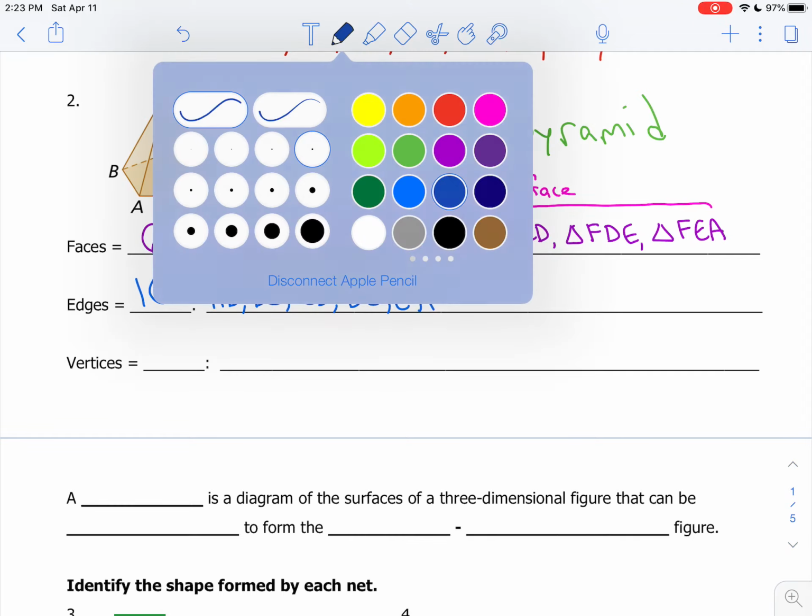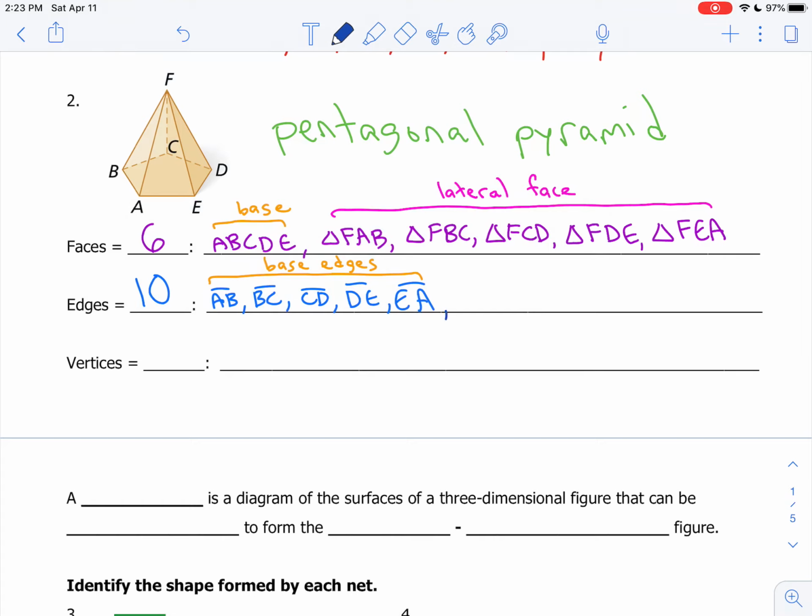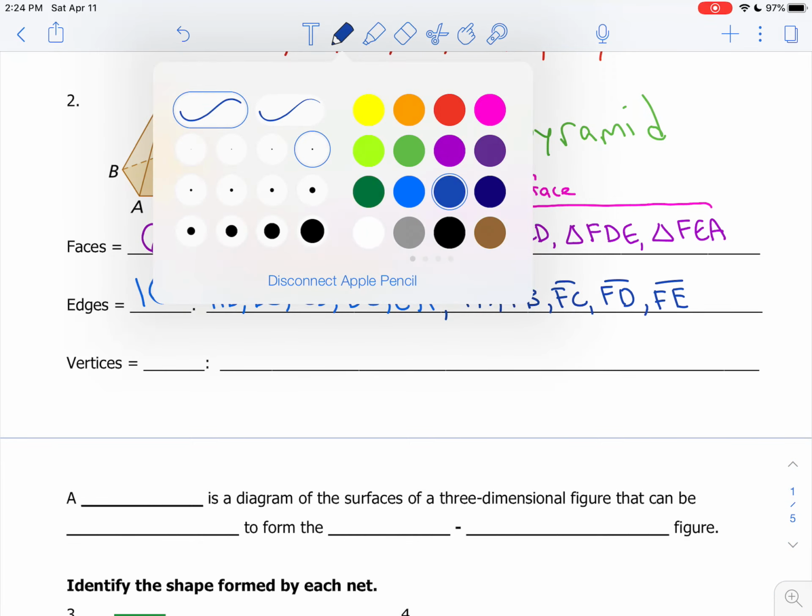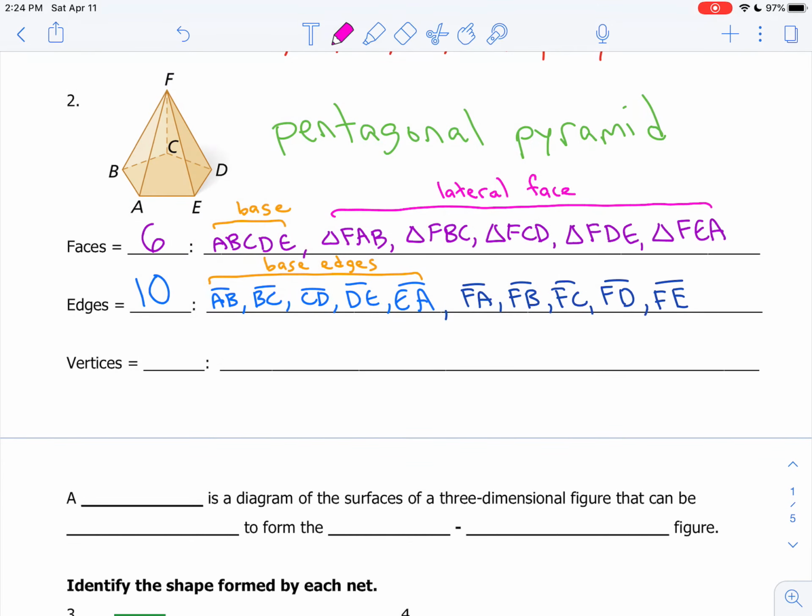And let's go darker blue. So we also now have FA, FB, FC, FD, FE. So there's 5, and notice how those form the triangles that were the lateral faces, so we call those lateral edges.